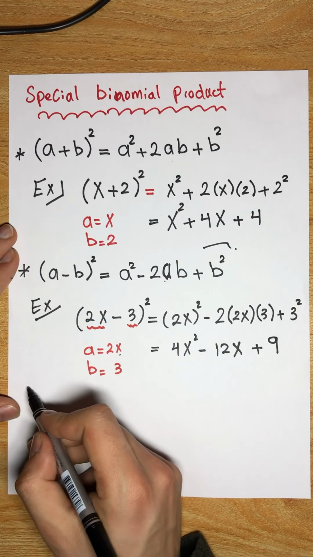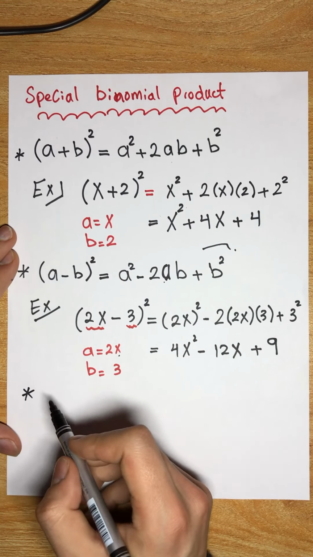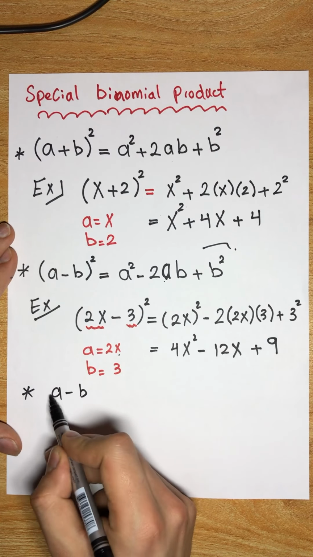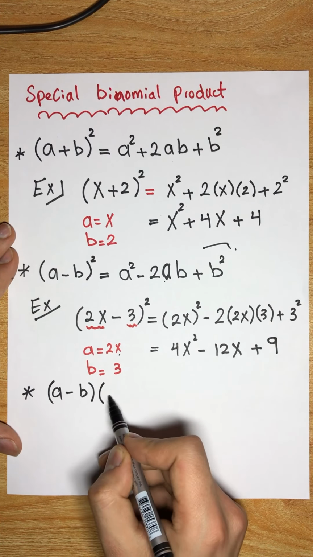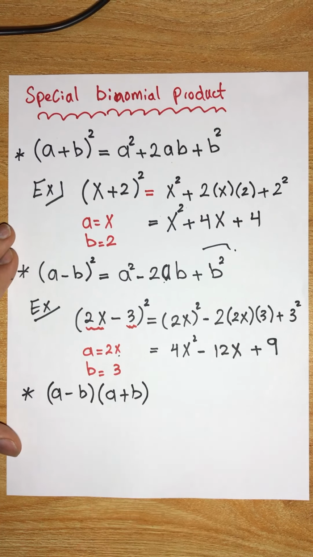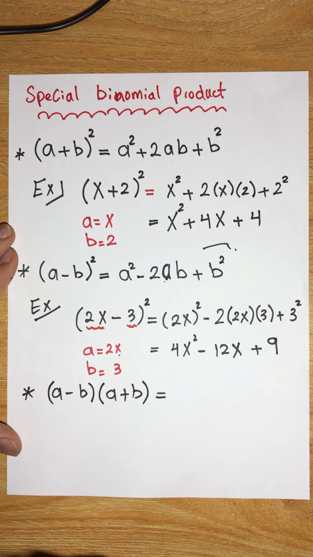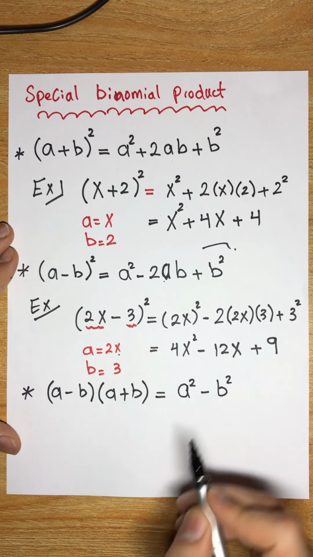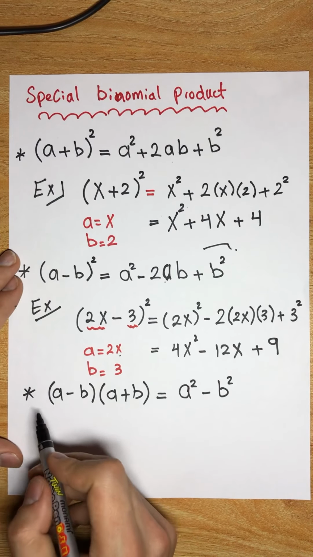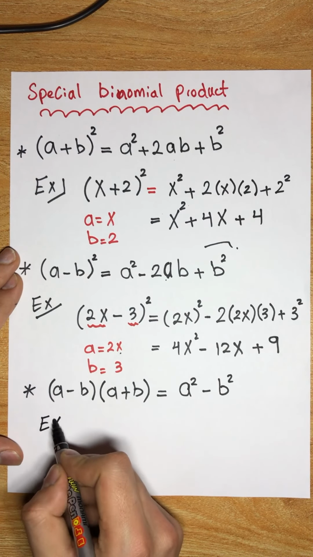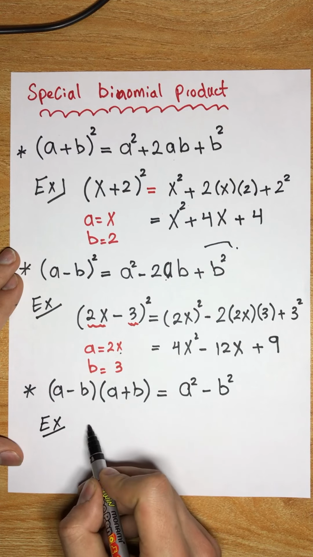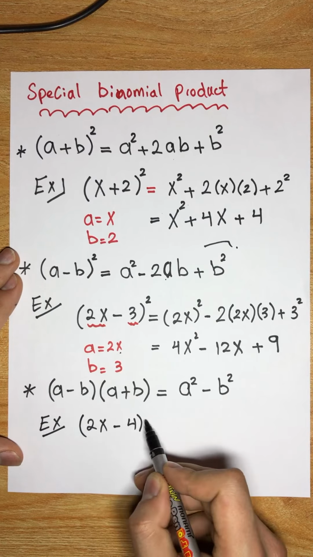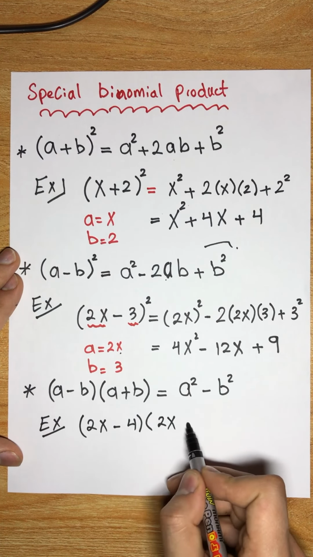Okay, now let's get to rule number 3, and it is the easiest one. If we have an expression in this form, a minus b multiplied by a plus b, then the rule is a squared minus b squared. That's all. Let's take an example about it. So let's say that we have 2x minus 4 multiplied by 2x plus 4.